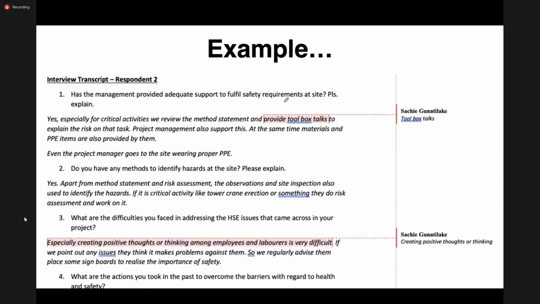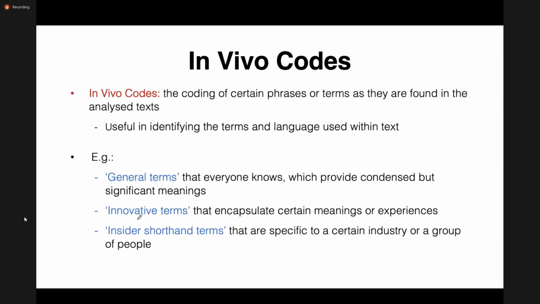So, for example, say things like this: provide toolbox talks. So for the code also, you use the same terms, providing toolbox talks, or creating positive thoughts for thinking. Using the same words that the interviewee has mentioned. So in the voice of the respondent, that's basically what in vivo means.